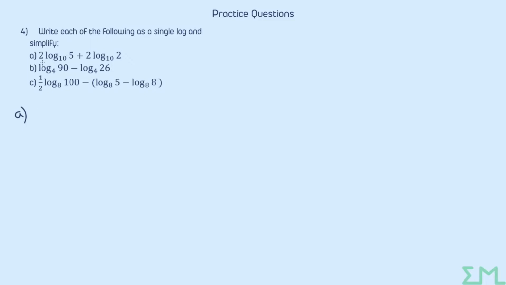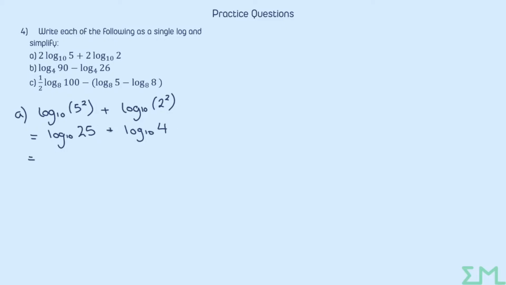So we remember that having a number outside the front of a log, multiplying the log, that will go in as a power inside the log. So log base 10 of 5 squared would be the first term. The second term would become log base 10 of 2 squared. So make sure we show all of our steps. That would be 25. And this would be log base 10 of 4.